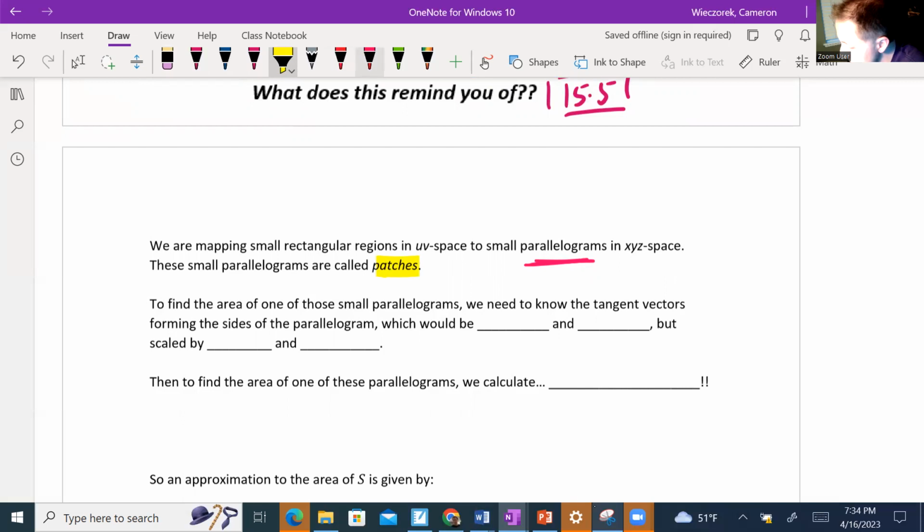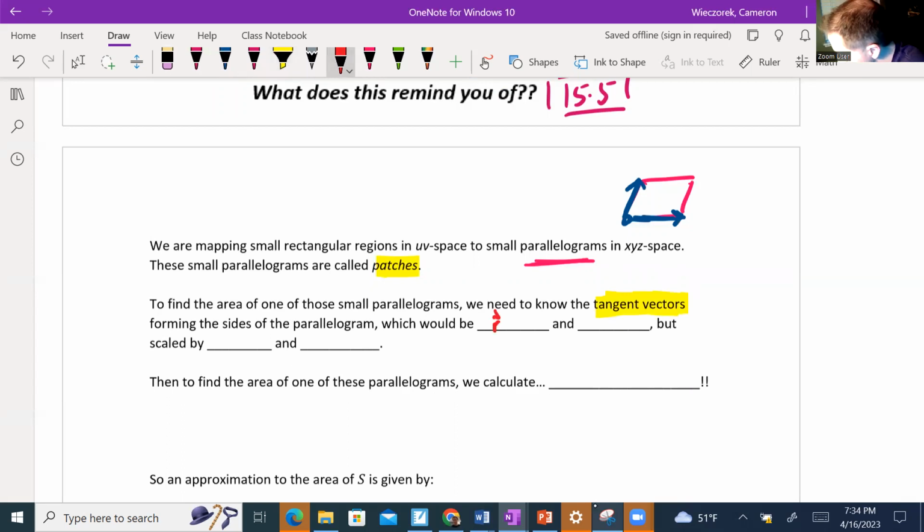So to find the area of one of those small little parallelograms, I'm just going to sketch it up here. Here's my little patch. Well, we've done this trick in the past. To find the area of a parallelogram, you can take the cross product of the two vectors that span that parallelogram. So here's my two vectors in blue. We need to know the tangent vectors forming the sides of those parallelograms.